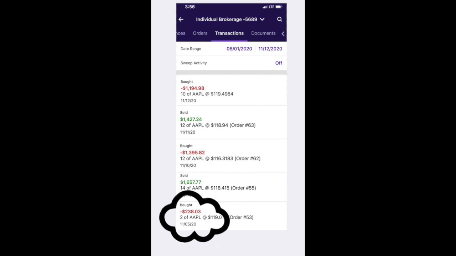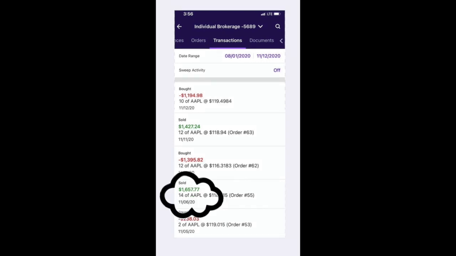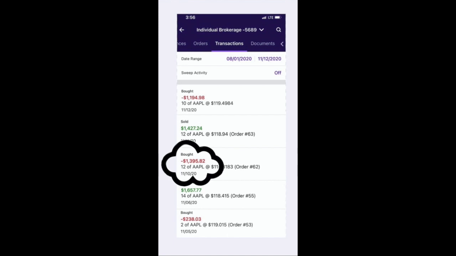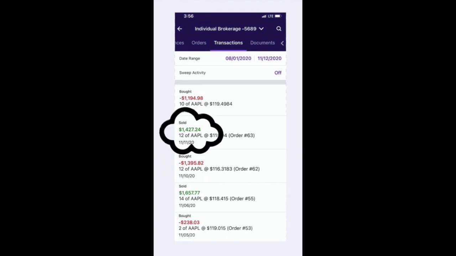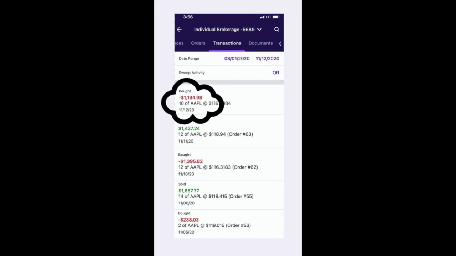I have 12 already, 12 stocks. I purchased 2. And then I sold 14, I bought 12 more, I sold 12, and I bought another 10.